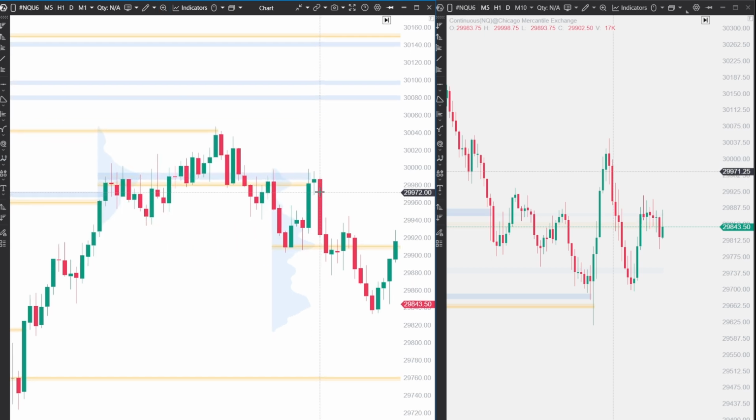But just looking at the candlesticks, you can already see how powerful this indicator can be when you take into account that this did not break this level. It did not close out above it.